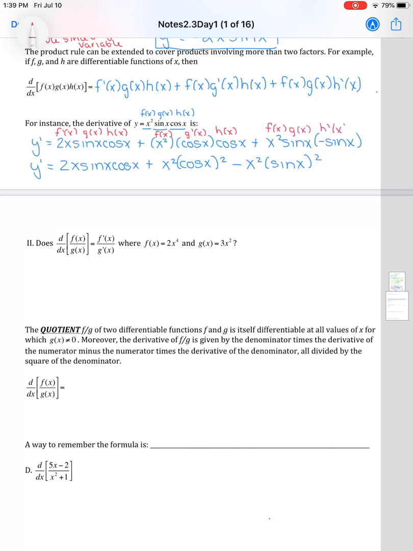H of x stayed the same, and then the third term, f of x and g of x stayed the same, and you took the derivative of h of x.